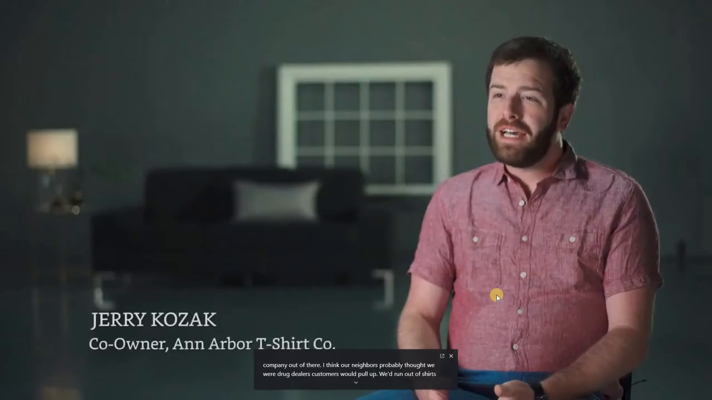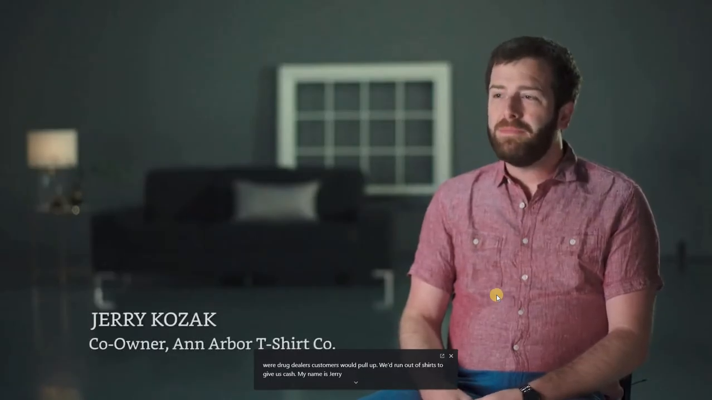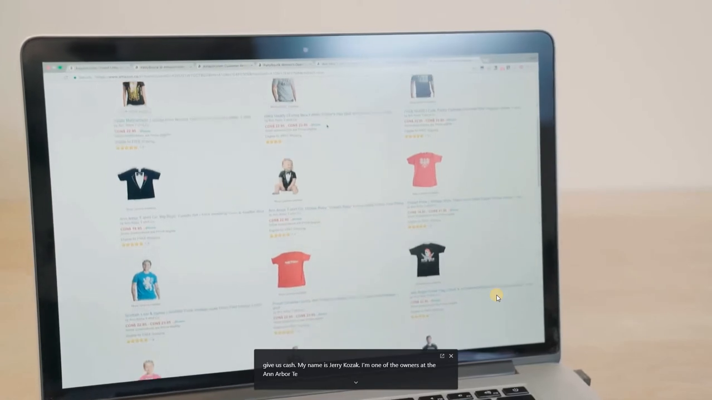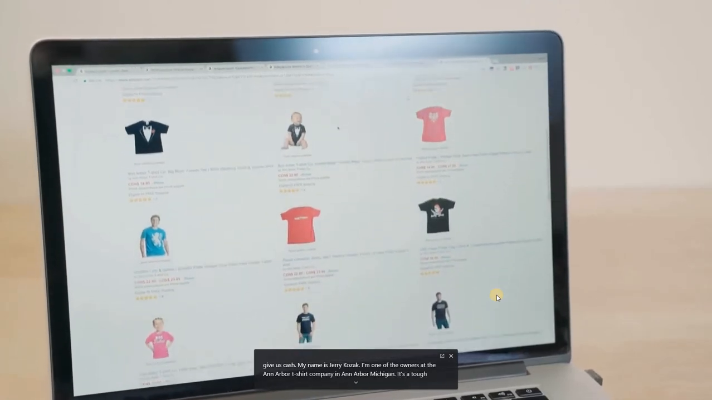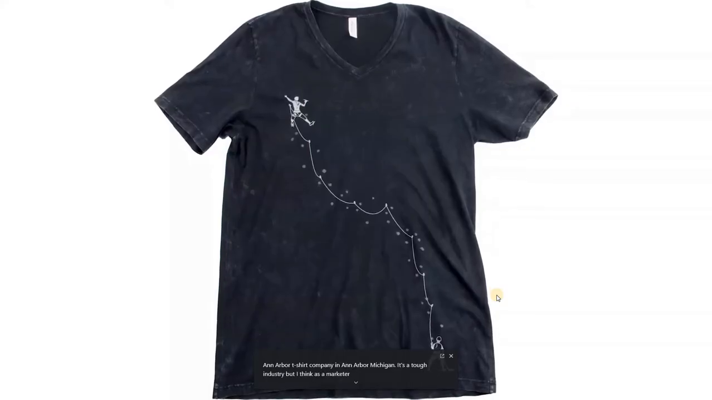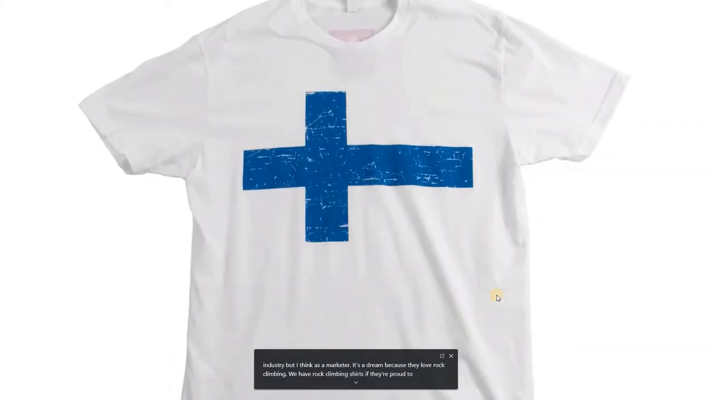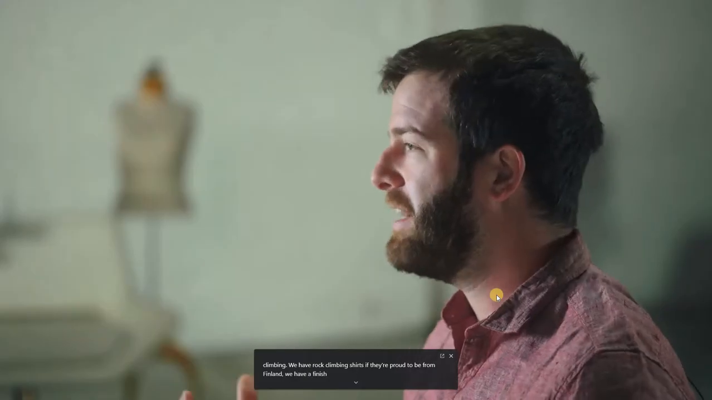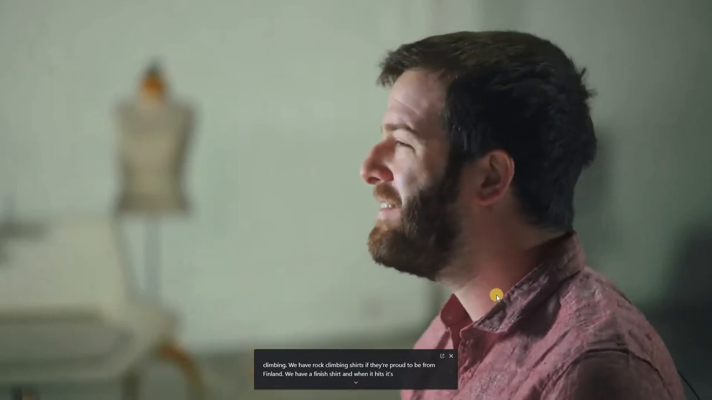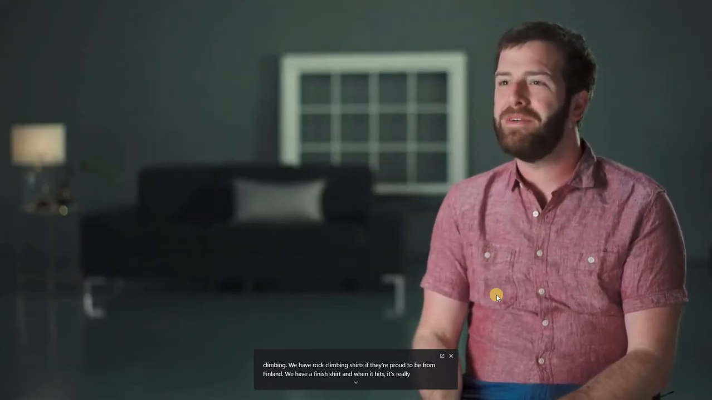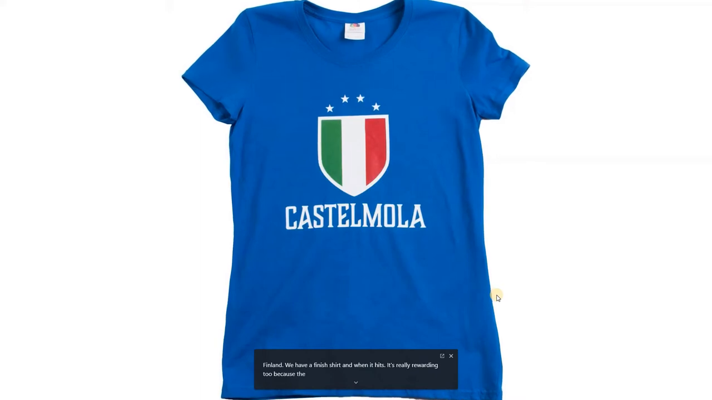My name is Jerry Kozak. I'm one of the owners at the Ann Arbor T-shirt Company in Ann Arbor, Michigan. It's a tough industry, but I think as a marketer, it's a dream because if they love rock climbing, we have rock climbing shirts. If they're proud to be from Finland, we have a Finnish shirt. And when it hits, it's really rewarding too because the feedback you get is like, oh my God, I never thought I would be able to find a shirt for my grandmother's village in rural Italy, and here it is.